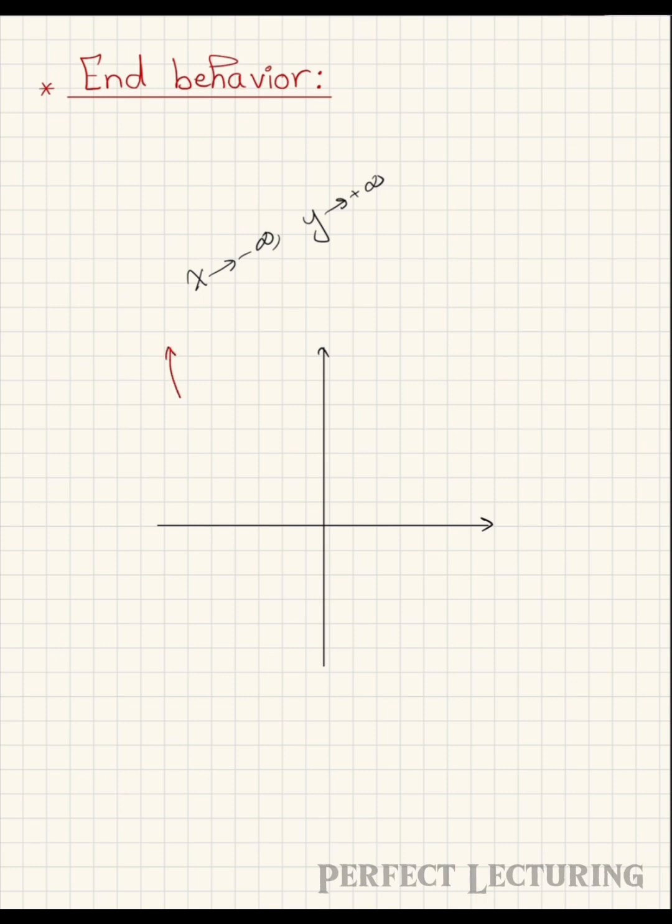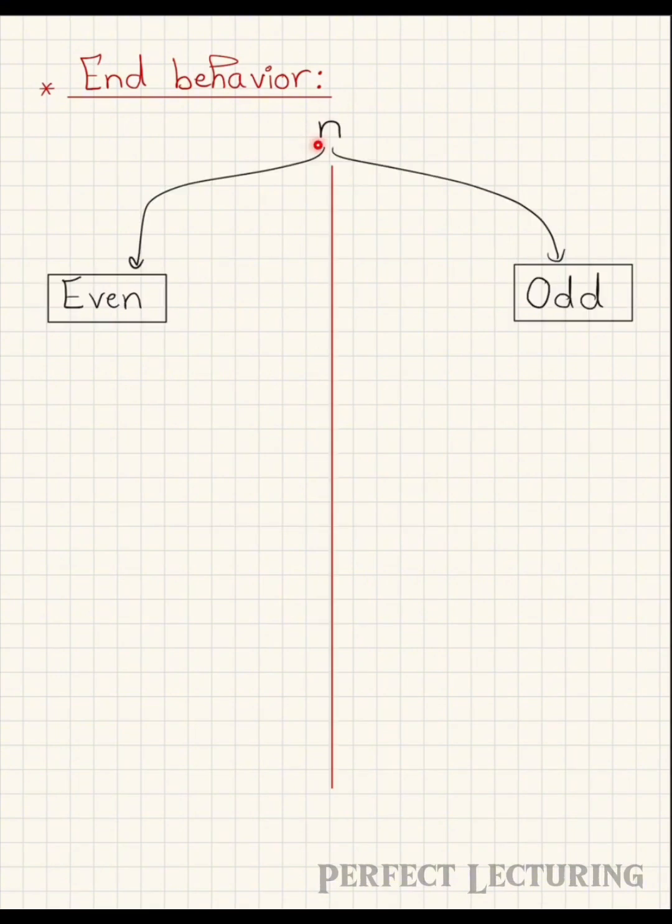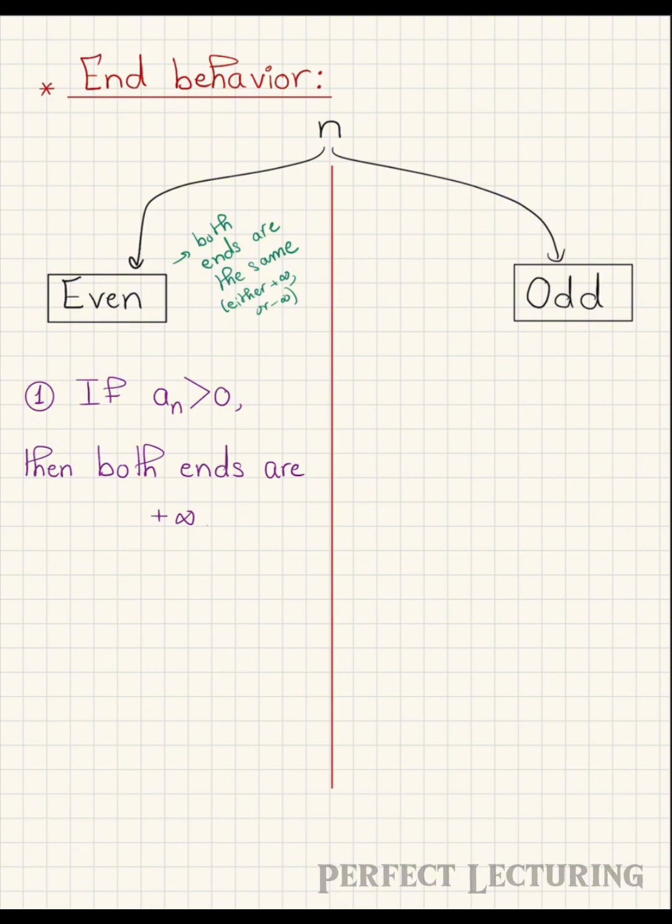Now, how can we determine the end behavior of a polynomial function given its expression? It all depends on n, which is the degree of the polynomial. So first of all, we need to know whether n is even or n is odd. If n is even, this means that both ends are the same, either positive infinity or negative infinity. In other words, either both ends are positive infinity like this, or minus infinity, something like that. In order to know whether it's positive infinity or minus infinity, we have to check the sign of a_n, which is the leading coefficient. If a_n is positive, then both ends are positive infinity, and if a_n is negative, then both ends are negative infinity.